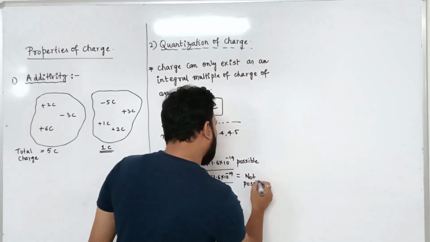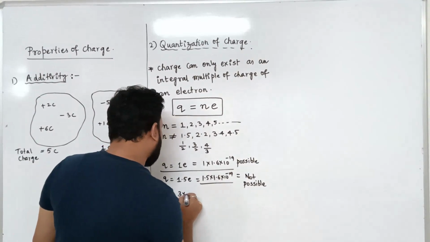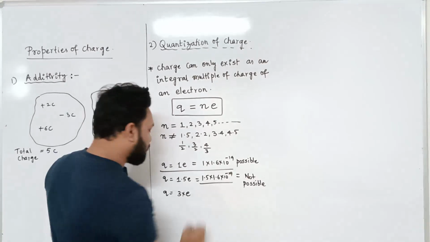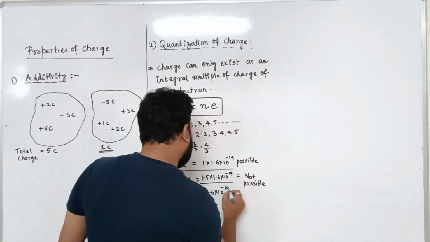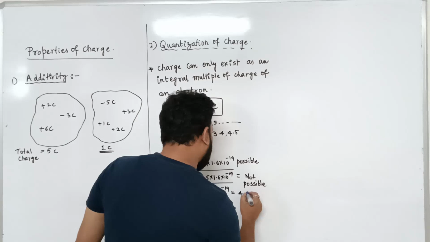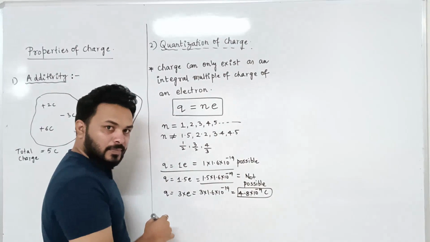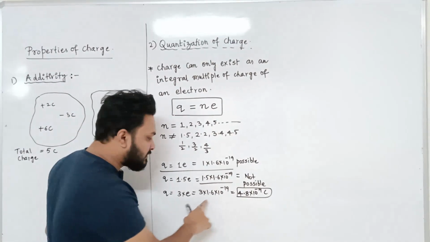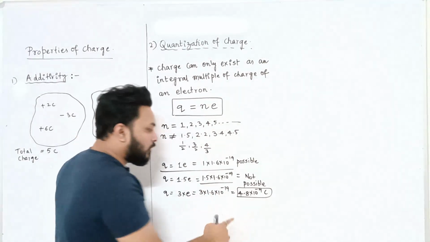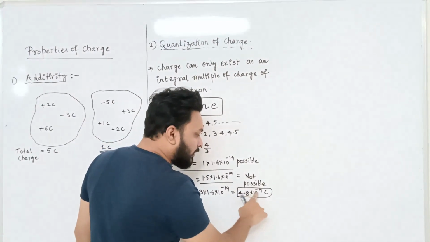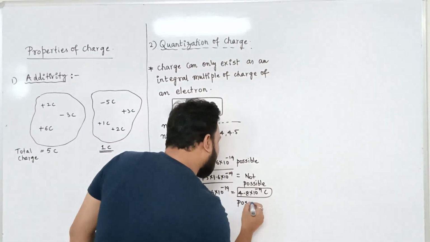It's not possible. Suppose, let's say, Q equal to 3 electrons are transferring. So now the value of the charge is 3 into 1.6 into 10 to the power minus 19. How much? 4.8 into 10 to the power minus 19 coulomb. See, this charge is possible now. Understood? 3 electrons are transferring means 3 into 1.6 into 10 to the power minus 19 coulomb charge is transferring. Value 4.8 into 10 to the power minus 19. This much charge is available. What does this mean? This is possible. It will exist in nature.